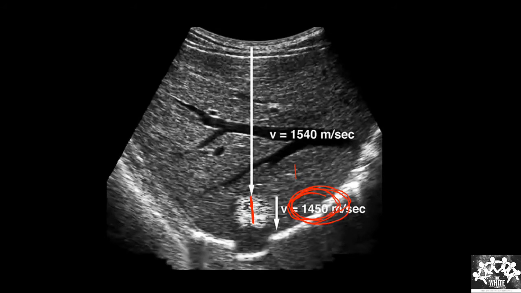Normally the diaphragm is present here, but the sound which is getting reflected from here is going slower than normal. Here it is going at 1540 meters per second, and here it is going at 1450 meters per second. So it has slowed down, but my probe doesn't know that it has slowed down. The time at which the echo is received is late, a delayed time.